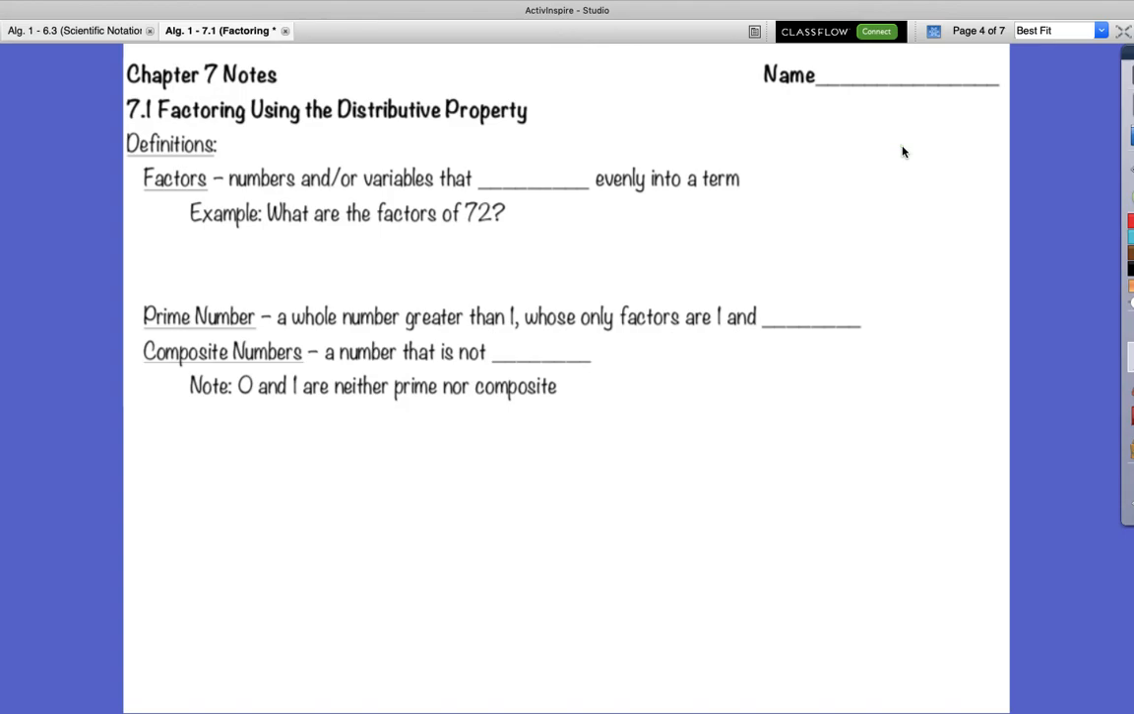Digital bill. Awesome. Factor by using the distributive property. We're going to learn what factoring is. Okay, it's a pretty neat thing. I think it's pretty neat. You might not, but I do. All right, let's get this going.